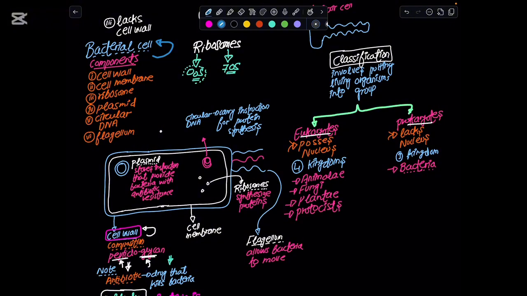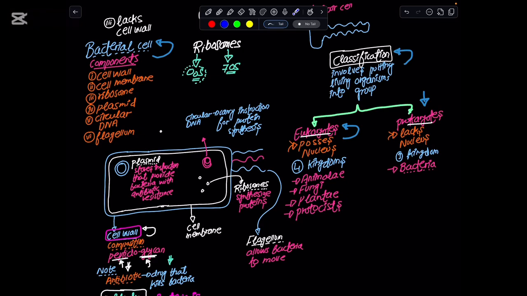Now, before I go to the bacterial cell, I told you that when we were classifying the organisms, we started putting them into two distinct categories. On one side, the organisms were the eukaryotes, and on the other side, they were the prokaryotes. And I told you that in your higher classes, there are going to be multiple differences between the eukaryotes and the prokaryotes.